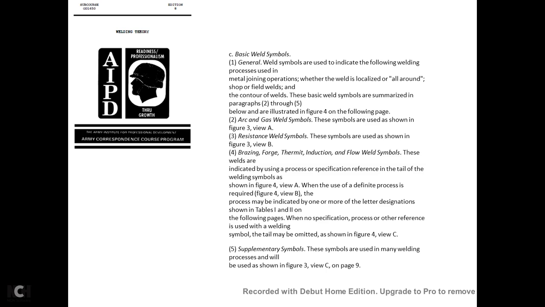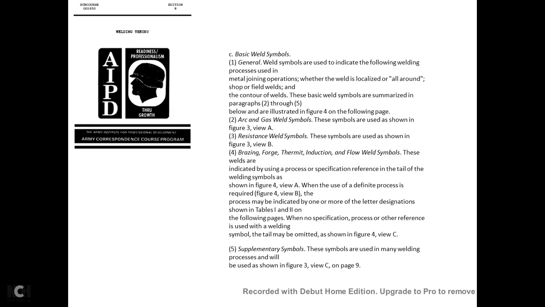View A, when a definite process is required. Figure 4, view B. The process may be indicated by one or more of the letter designations shown in tables 1 and 2 on the following pages. When no specification, process, or other reference is used in the welding symbol, the tail may be omitted, as shown in figure 4, view C.